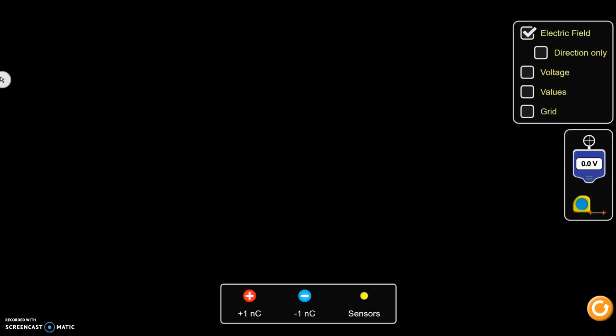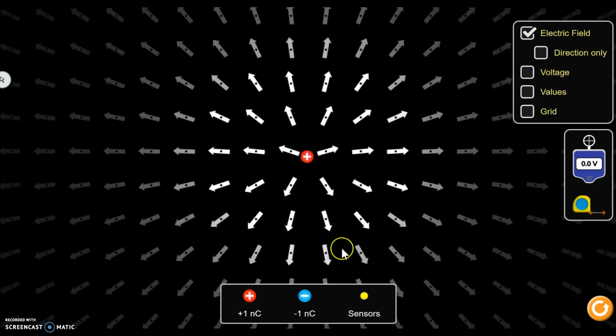Here's a bunch of empty space. If I drop a single positive charge in the middle, what happens? An electric field is created. There's nothing in the surrounding space. It's empty. But we still draw these arrows.